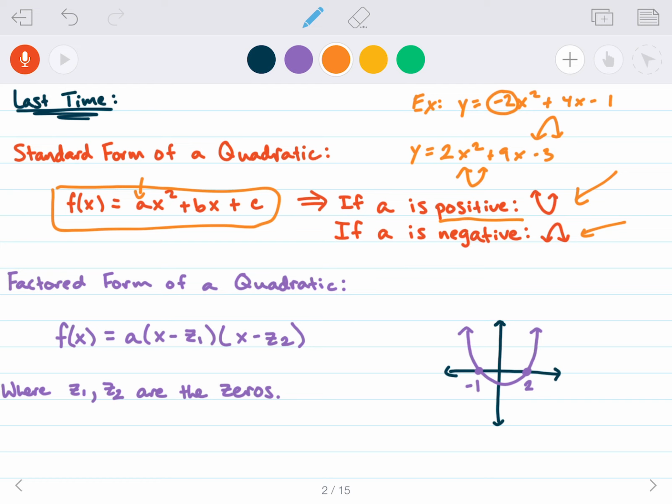We also looked at factored form. So recall that factored form, we have a times x minus z1 times x minus z2, where z1 and z2 are the zeros. That's where the graph crosses the x-axis. So for example, in this picture that I have right here, our first zero, or z1, would be negative 1, and our second zero, z2, would be positive 2. And this a is really the same as the a in standard form. So if that a is positive, the same thing applies. It opens upwards. And if it's negative, it opens downwards. So that's what that a coefficient is going to tell us.